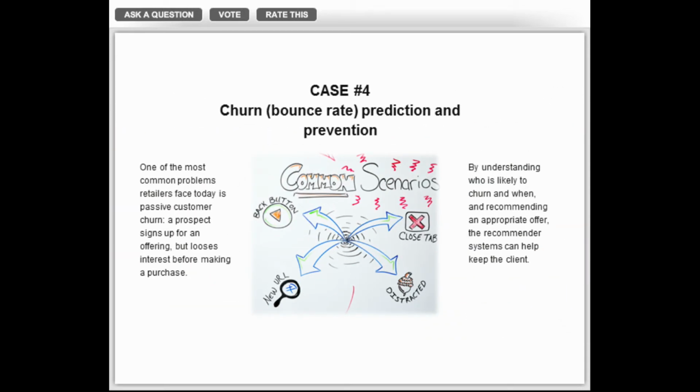Going to the next one. And that's a really hot topic now. Churn, or as some of you might say, bounce rate, prediction and prevention. One of the most common problems retailers face today is passive customer churn. So someone goes to the website, whether it's booking.com or some gadget retailer, adds an item to a cart, and then leaves. That doesn't feel good.